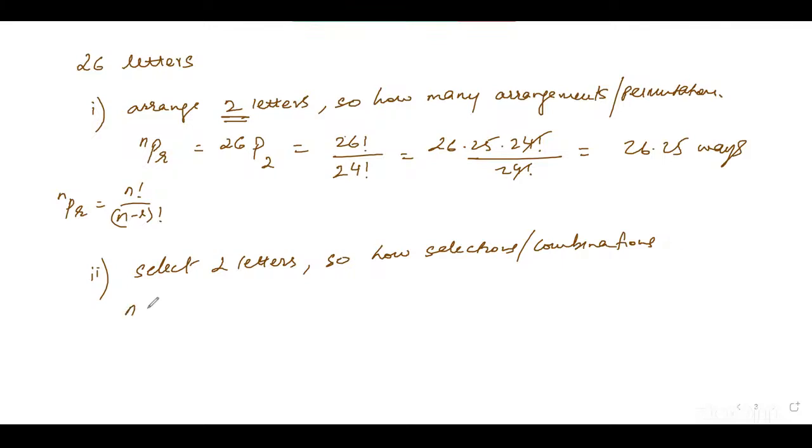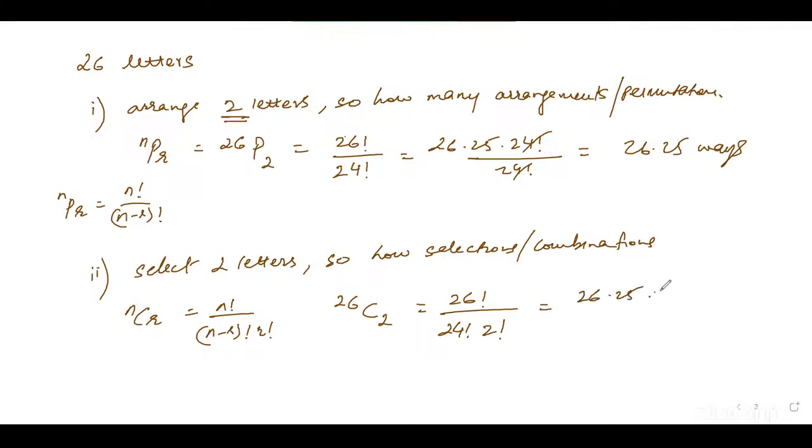So then you'll use the formula nCr, which is n factorial upon (n minus r) factorial into r factorial. So in our example of 26 letters, n is 26. We are to select 2 letters, so put 2 out here and then use the formula. So your r is 2, your n is 26, upon n minus r, so 24 factorial into 2 factorial. So what you end up getting is 26 into 25 into 24 upon 24 into 2 factorial, which is 26 into 25 by 2. That's your answer.